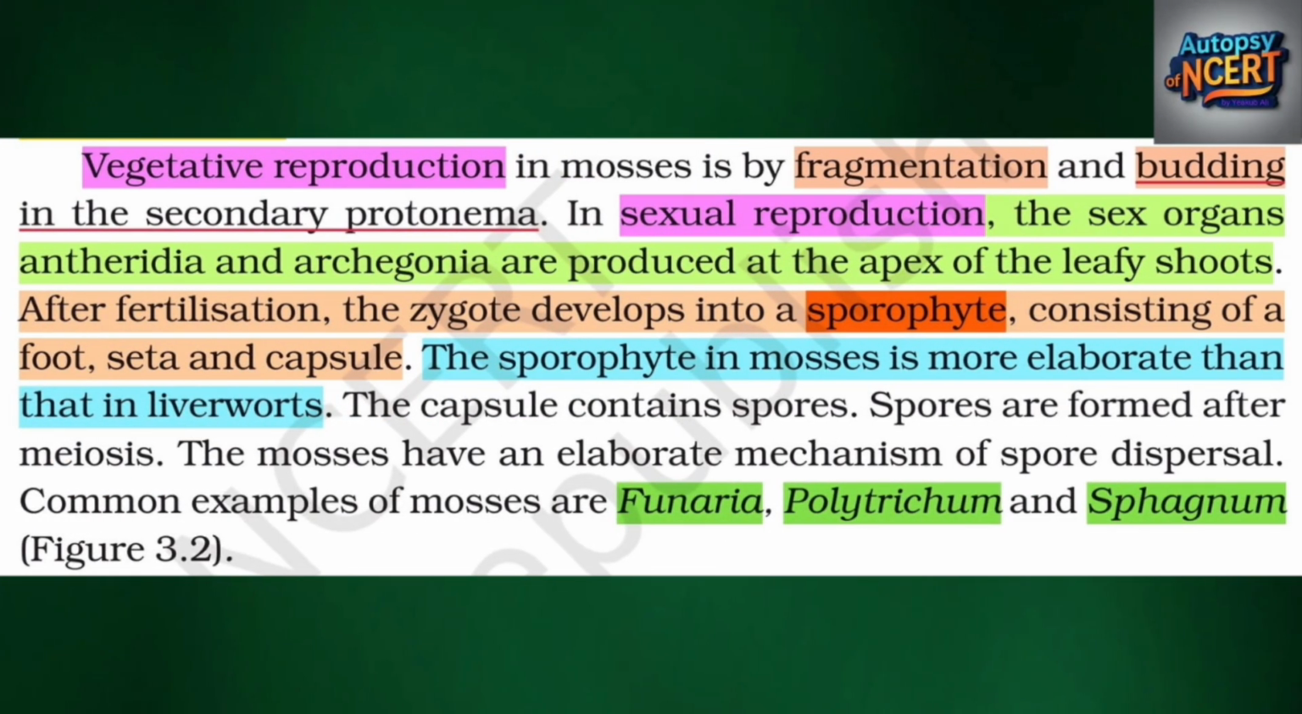Vegetative reproduction in mosses is by fragmentation and budding in the secondary protonema. In sexual reproduction, the sex organs antheridia and archegonia are produced at the apex of the leafy shoots. After fertilization, the zygote develops into a sporophyte, consisting of a foot, seta and capsule. The sporophyte in mosses is more elaborate than that in liverworts. The capsule contains spores. Spores are formed after meiosis. The mosses have an elaborate mechanism of spore dispersal. Common examples of mosses are Funaria, Polytrichum and Sphagnum, figure 3.2.